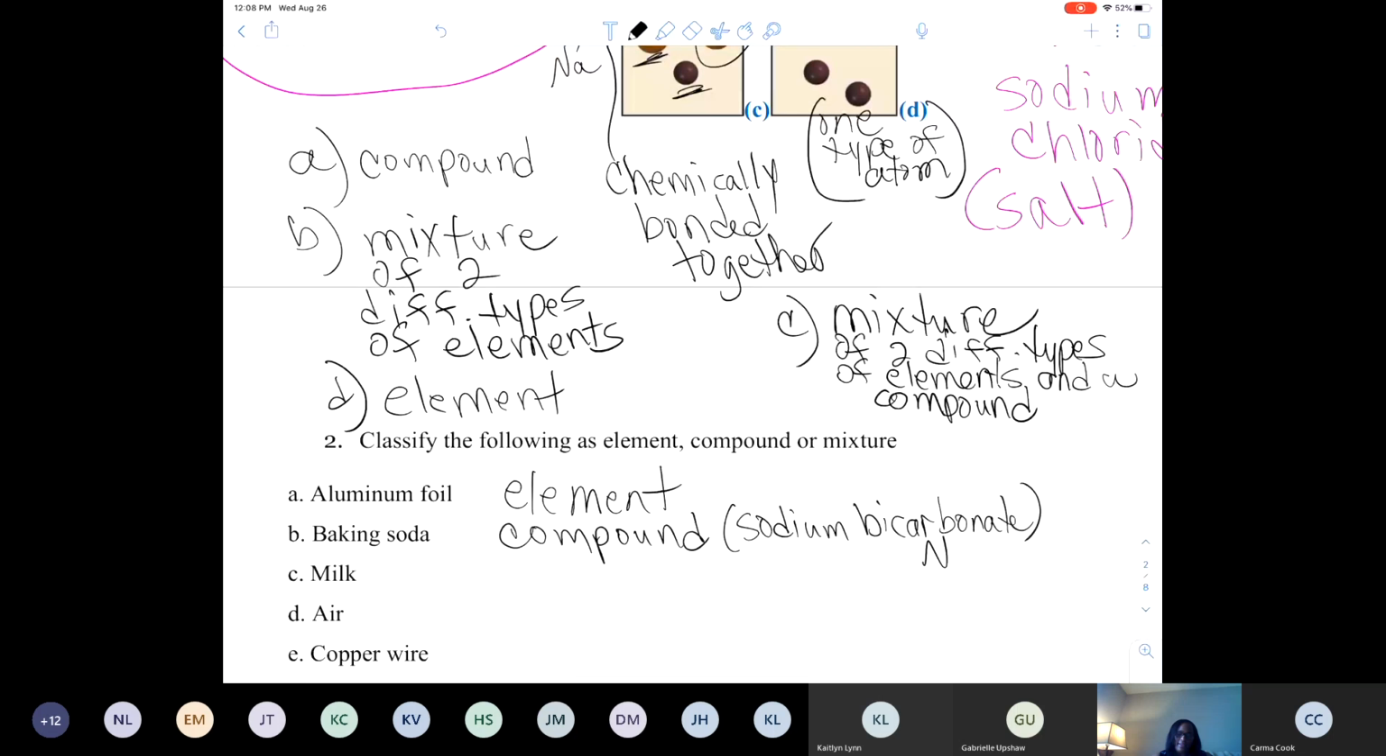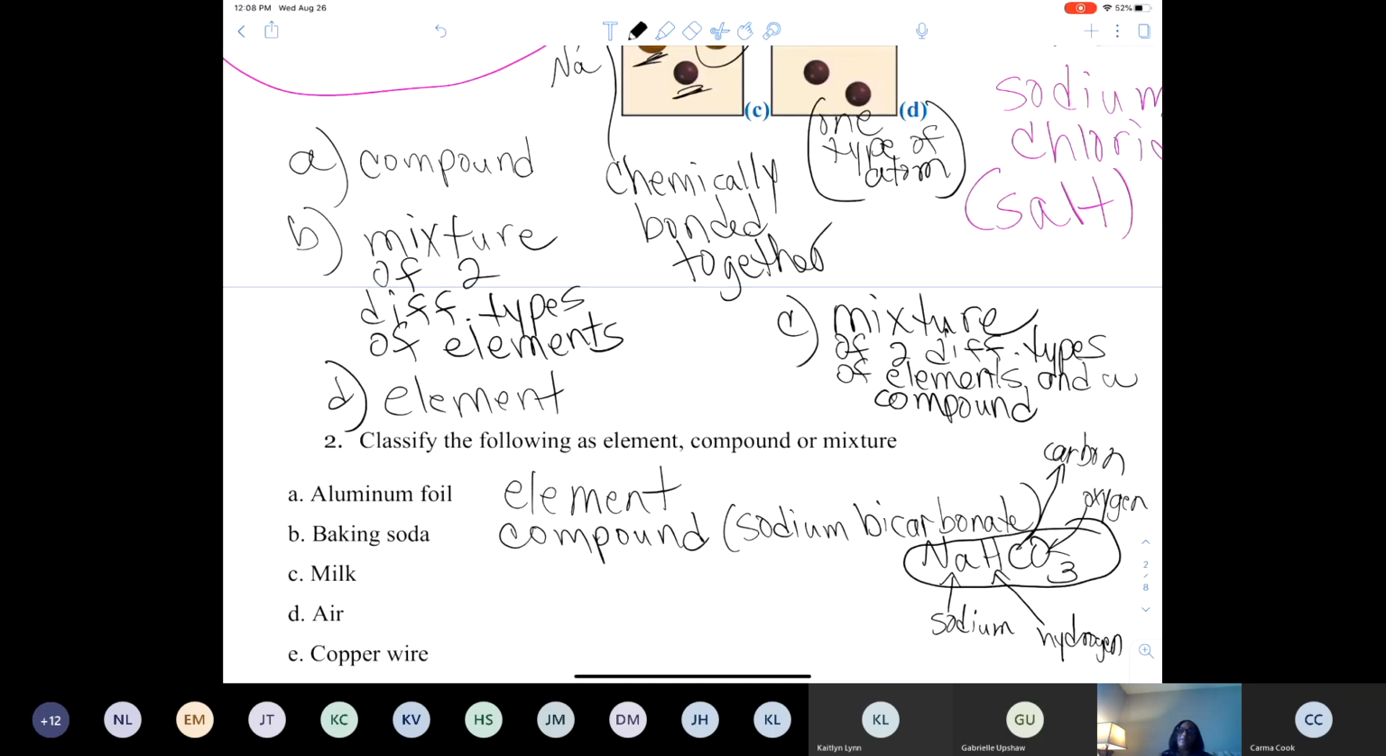It has the formula NaHCO3. So it's made up of a sodium atom, Na, hydrogen atom, H, one carbon atom, and 3 oxygen atoms. So it's made up of 4 different types of atoms. That makes it a compound. What about milk?